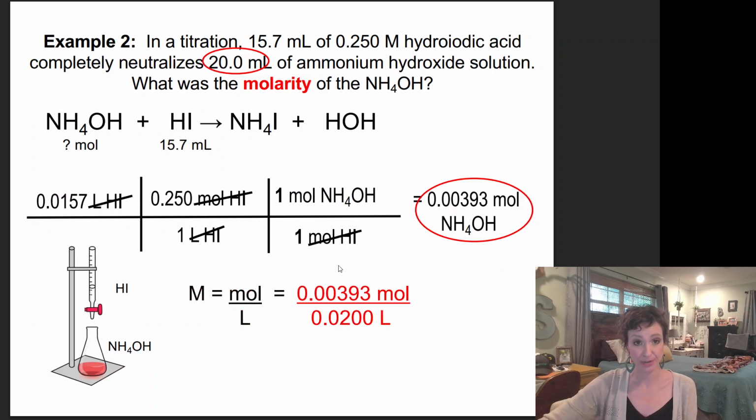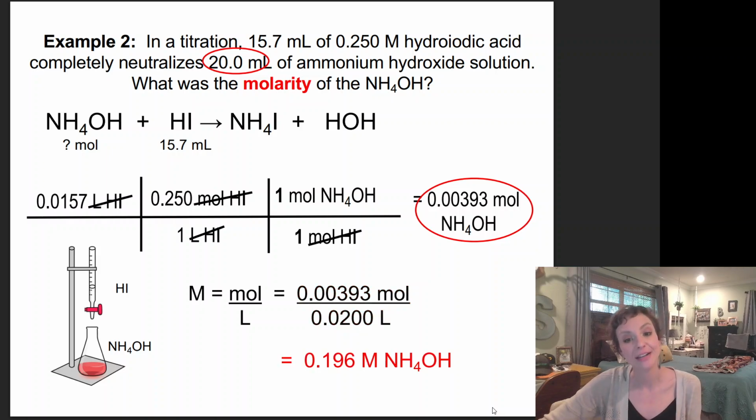I take the moles, put it there. I take the volume, except I'm converting it to liters, right? And then I divide and I get my molarity. Congratulations, you have figured out through calculations from a titration what the concentration was of this unknown sample of ammonium hydroxide. So now let's look at what a titration curve may look like for a titration such as this, okay?